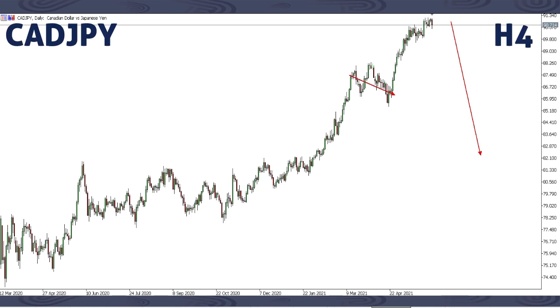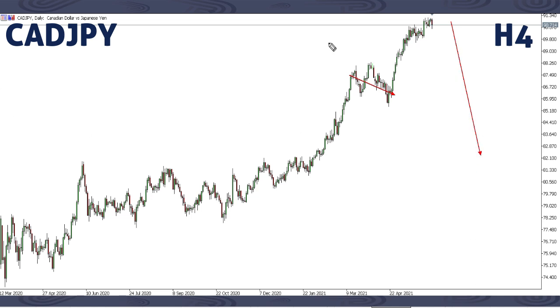This is CADJPY, and on CADJPY, we said that we would let you know when this up move completes. Right now it's not yet completed. We may get an impulse move like this, then corrective structure, then down.